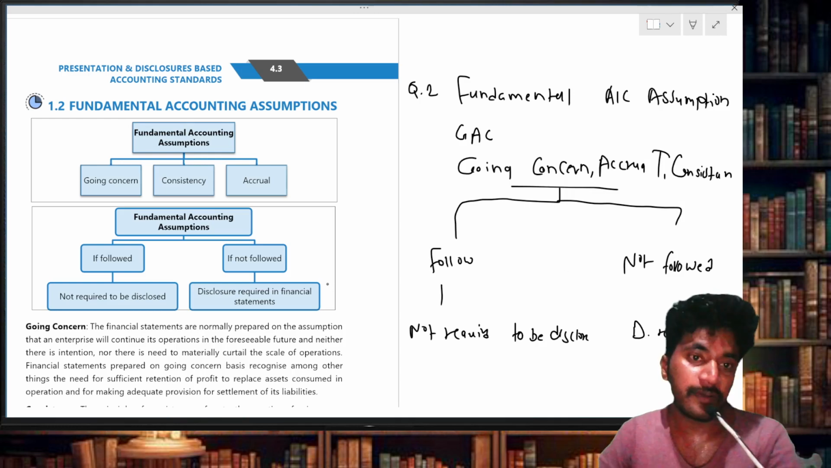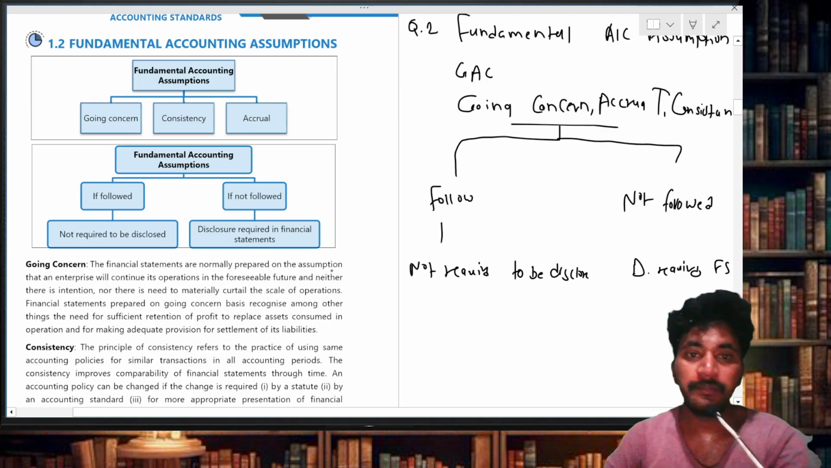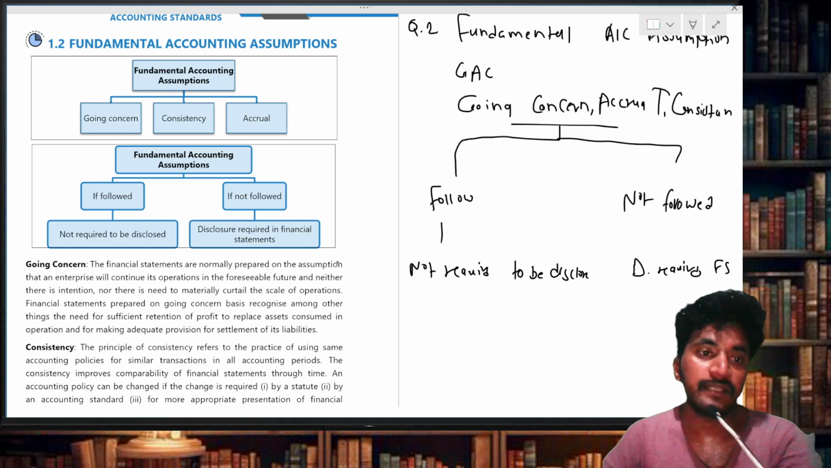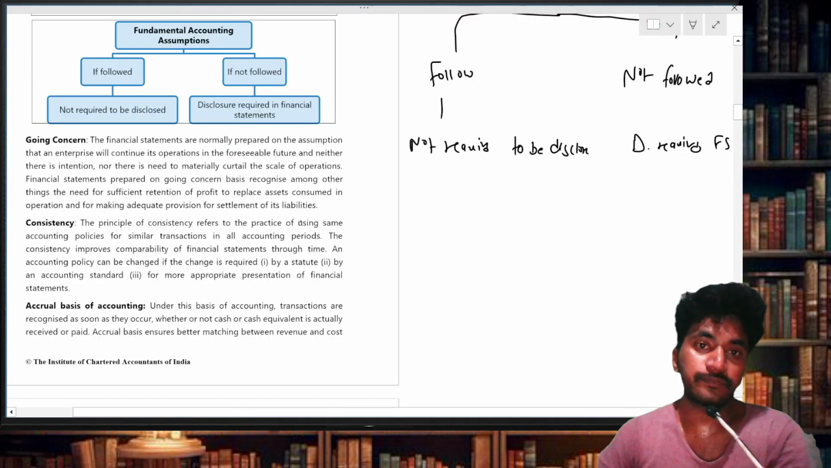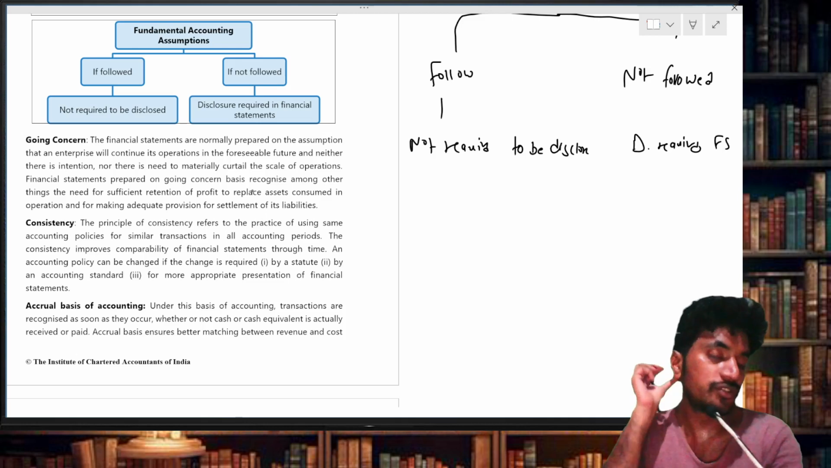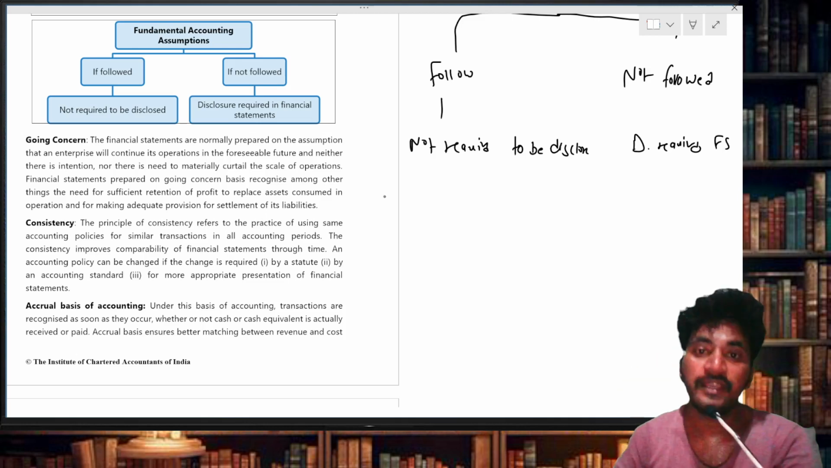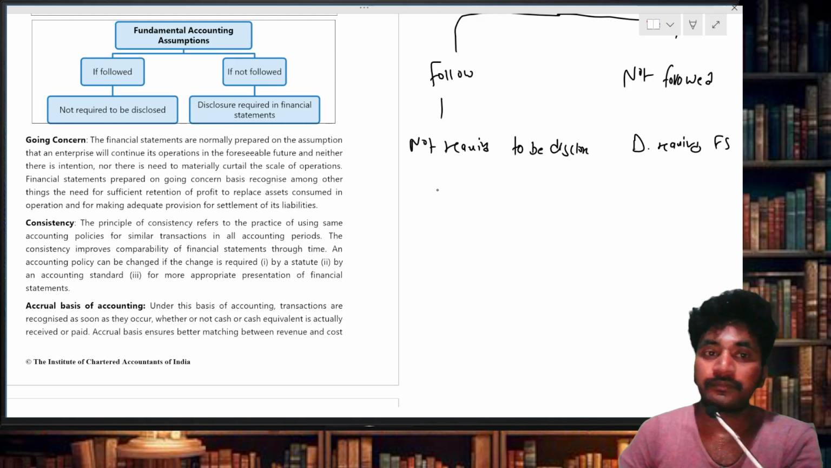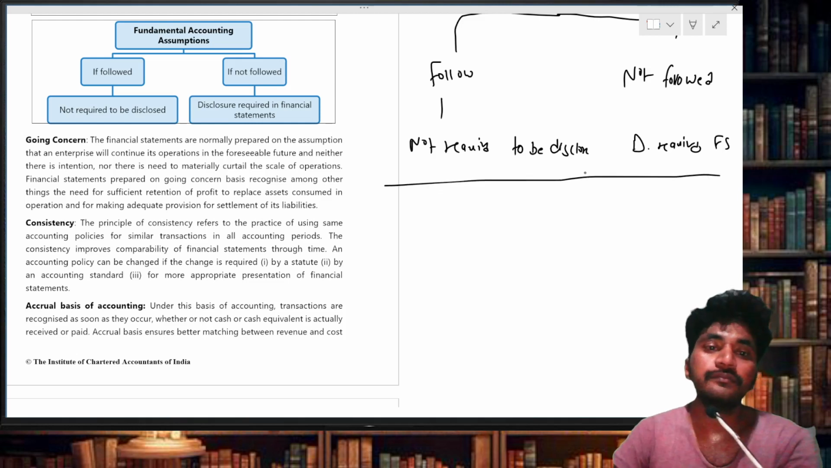Going concern: the financial statements are normally prepared on the assumption that the enterprise will continue its operation in the foreseeable future, with neither the intention nor the need to materially curtail its operations. Dekho, ये हैं three fundamental assumptions: going concern, consistency and accrual basis. तीनों पढ़ो.